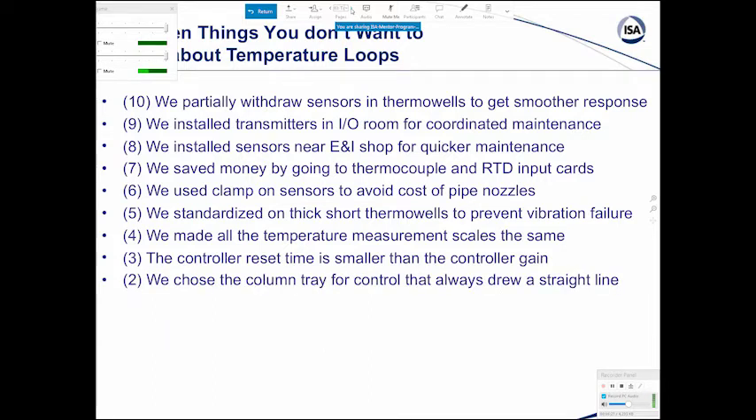We chose a column tray for control that always drew a straight line. Well, straight lines are very attractive, but you don't want them if you're using temperature as an inference of composition, except after maybe it's on control, but not as you're making tests. The controller input and output are drawing a straight line. Well, some process engineers have asked me to do that, but if that's the case, really the controller is not doing anything. There are disturbances just by the nature of things. That's why you have a controller.